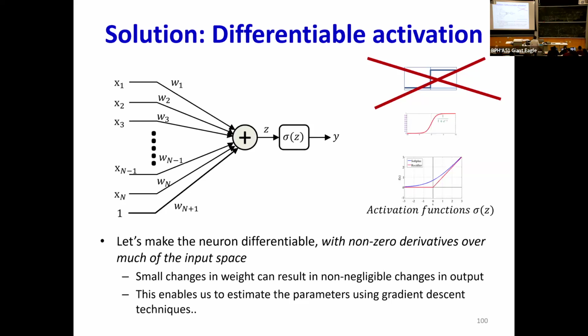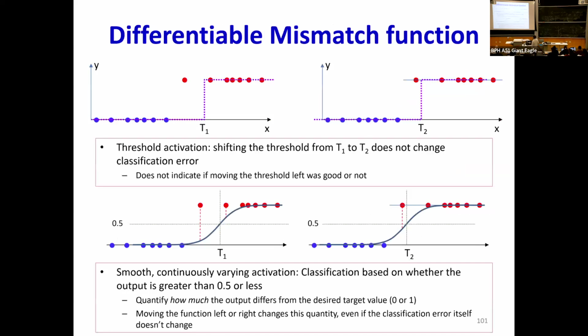And the neuron is going to be differentiable with non-zero derivatives over much of the input space. Now, having a non-zero derivative means that you know how much a small perturbation of the input will perturb the output. And you will know how a small perturbation of a weight will perturb the output. And this enables us to estimate the parameters using gradient descent.